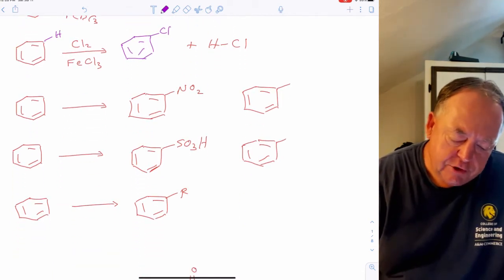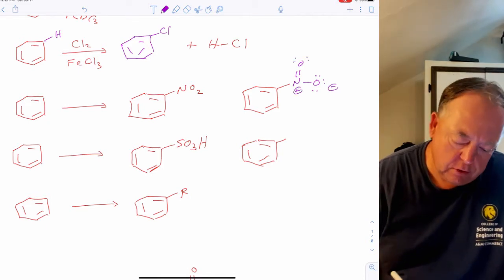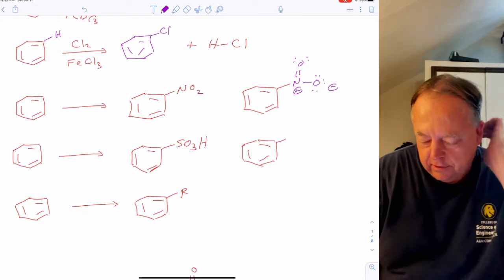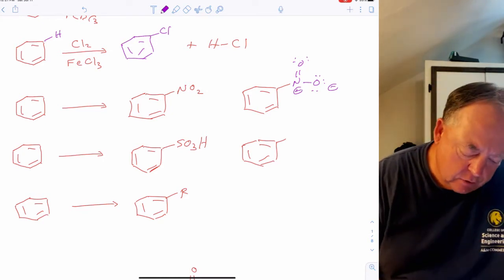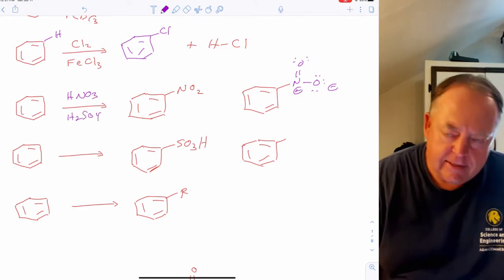If you want to put a nitro on a ring, the NO2, if we drew a Lewis structure for NO2, that's what the nitro group looks like. If you want to put a nitro on a benzene ring, the recipe is HNO3, nitric acid, and sulfuric acid.